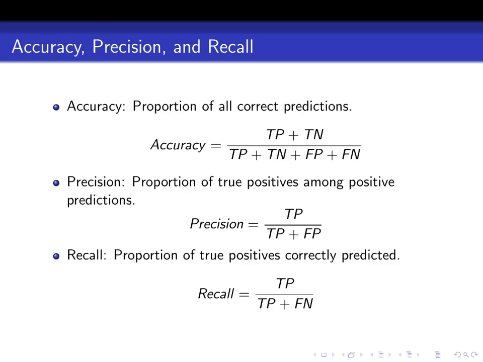Now, let's break down the metrics. Accuracy measures the proportion of all correct predictions and is calculated as the sum of true positives and true negatives divided by all outcomes. Precision focuses on positive predictions, showing the proportion of correct positive predictions. Recall, on the other hand, measures how well the model identifies actual positives. These metrics are critical for understanding how well a model performs in different scenarios.